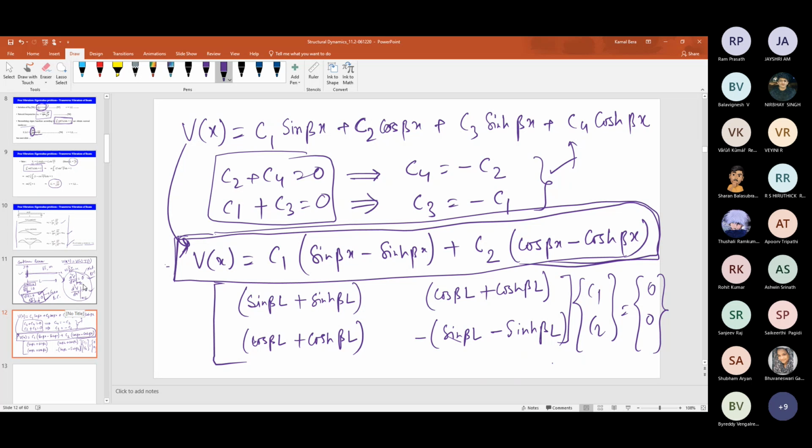Yeah, please everybody do it. The determinant of the coefficient matrix, set it to 0, and then just simplify. Trigonometric simplification.